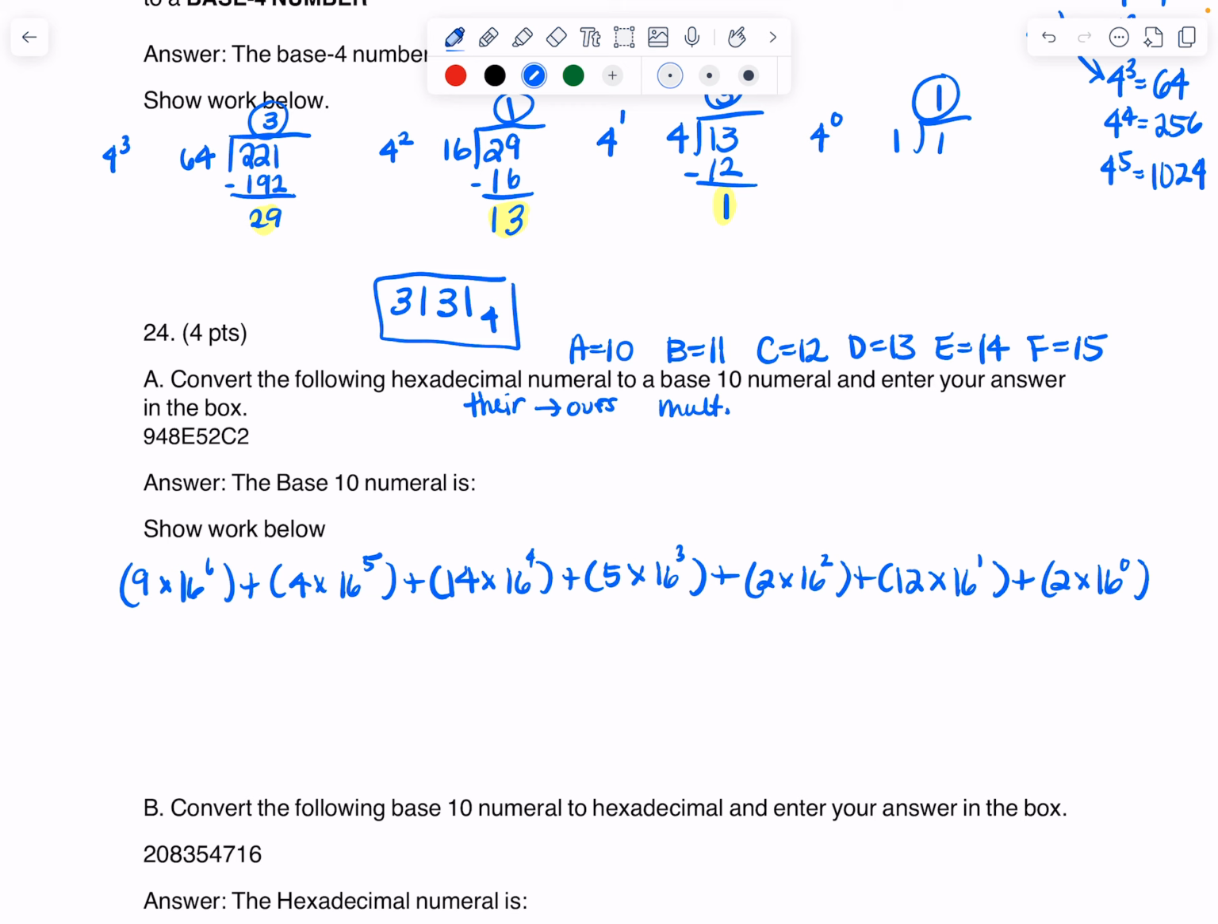We've got to figure out what 16 to the sixth is, and that's a very large number. It's 9 times 16,777,216. Okay, so I'm going to take that number, multiply by 9, and when I do that, I get 150,994,944. I'm going to put some commas in there just to make this a little bit easier.